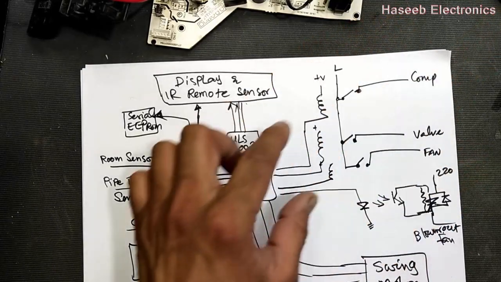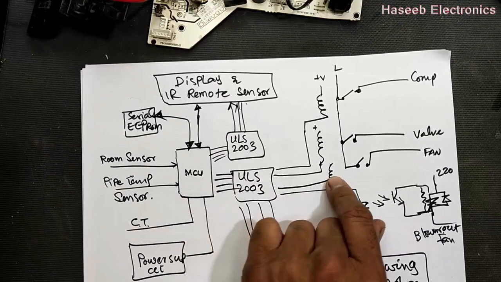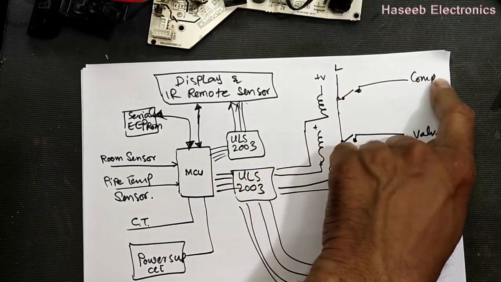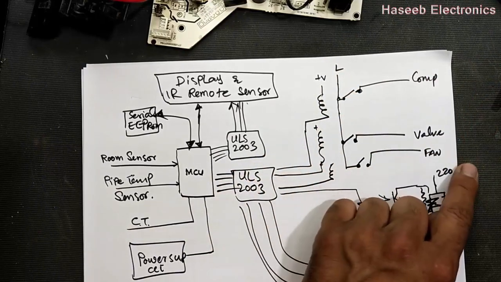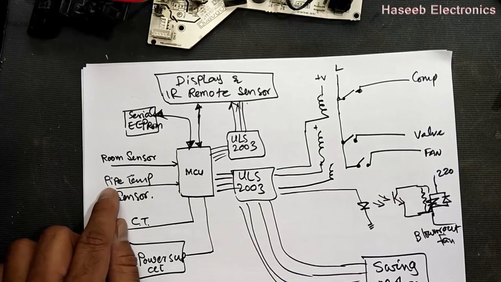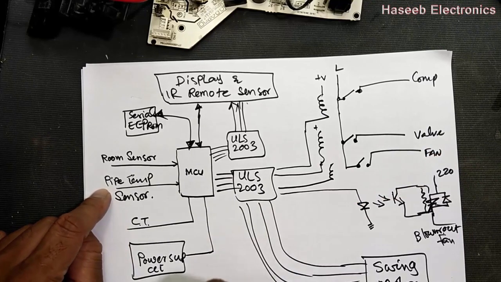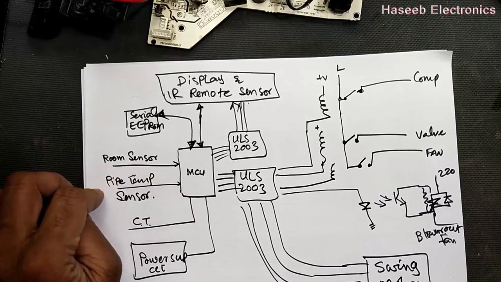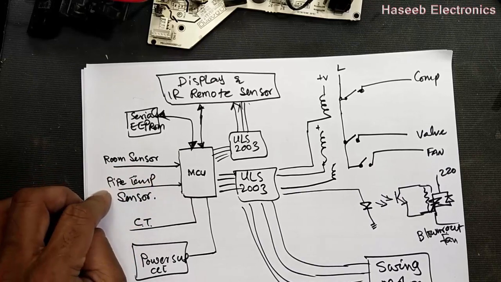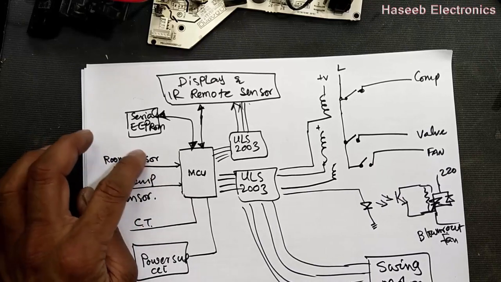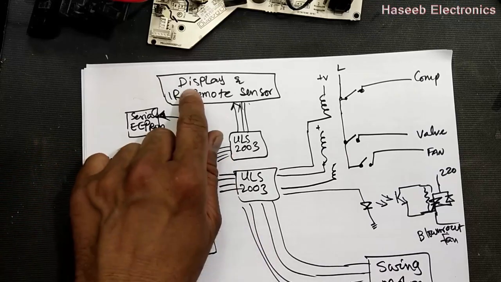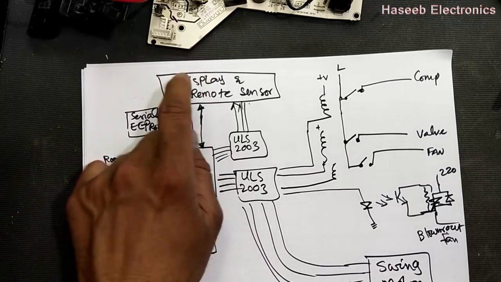These are for the outdoor unit. So it will drive these relays and pass 220 to the respective circuit. Then it will sense the pipe temperature. If the cooling has started and it does not receive feedback from this temperature sensor and the room temperature sensor, it will generate an error code, and the error code will be displayed on the display.